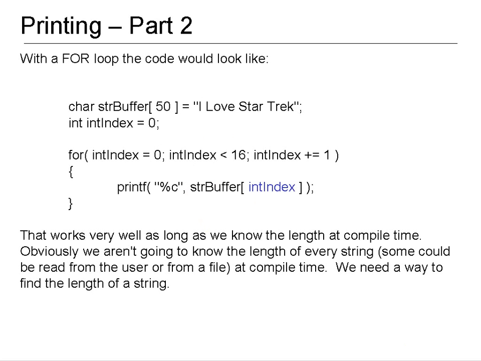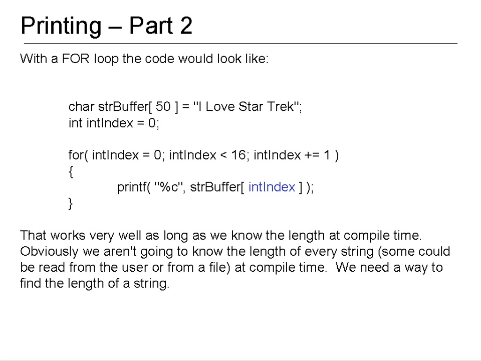With a for loop, the code would look something like this. Again, we have our array declaration, and we get to use the assignment operator, but only to initialize in the declaration. Then we have our favorite loop control variable, which is index, and then we have a for loop. It starts off at 0 while it's less than 16.